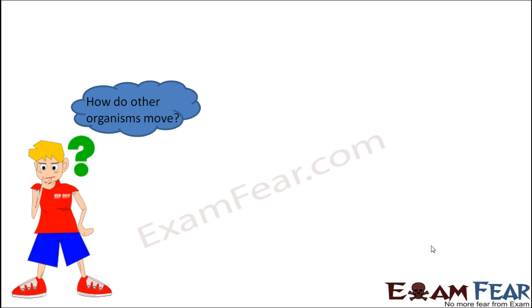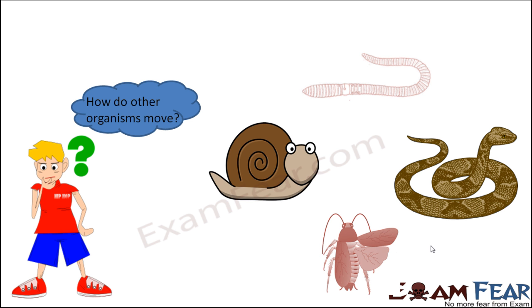So now this was all about human beings, how human beings move, what are the various points where movement takes place. What about other organisms? We have a lot of other organisms like earthworm, snail, snake, cockroach. So how do these organisms move? Let us quickly have a look at all of these.